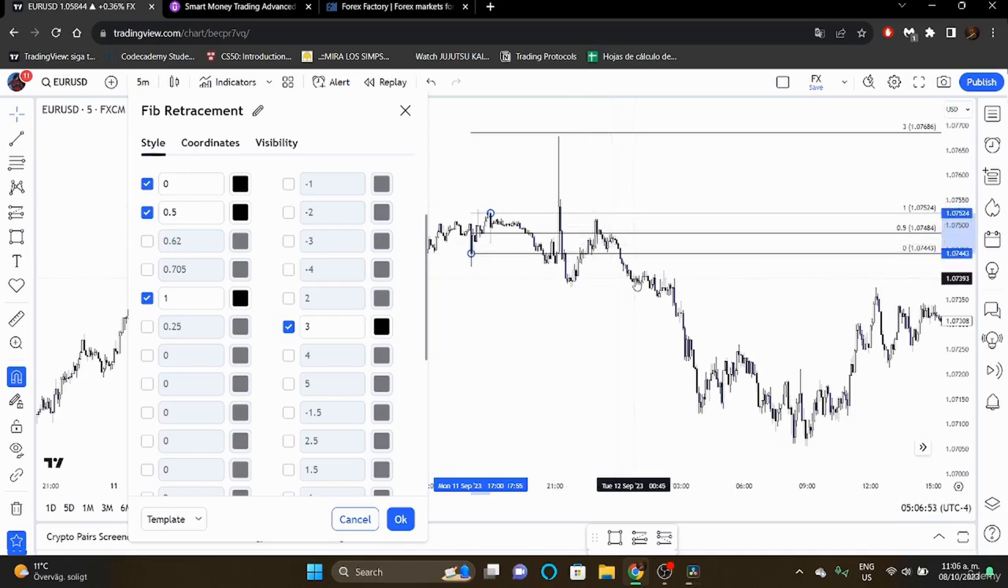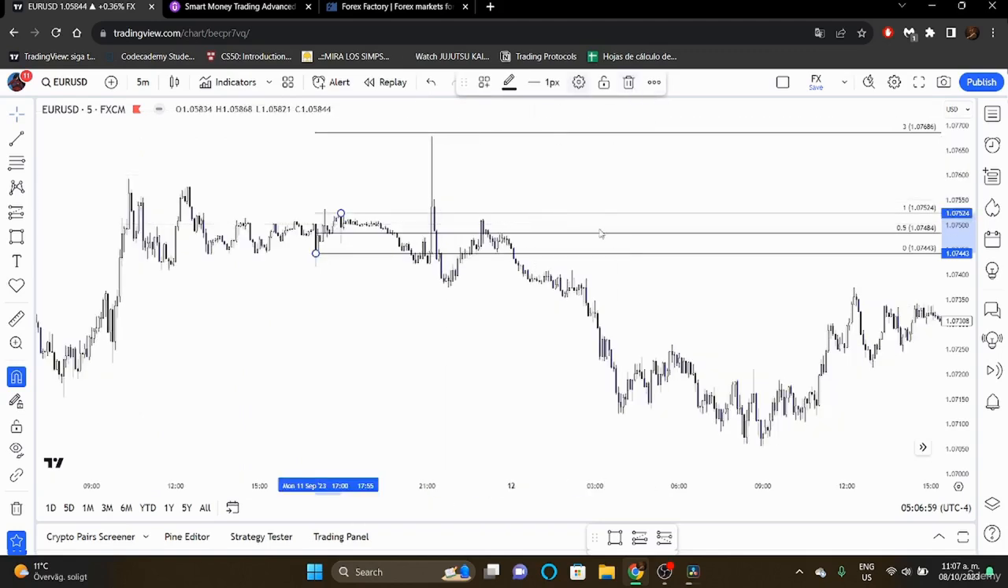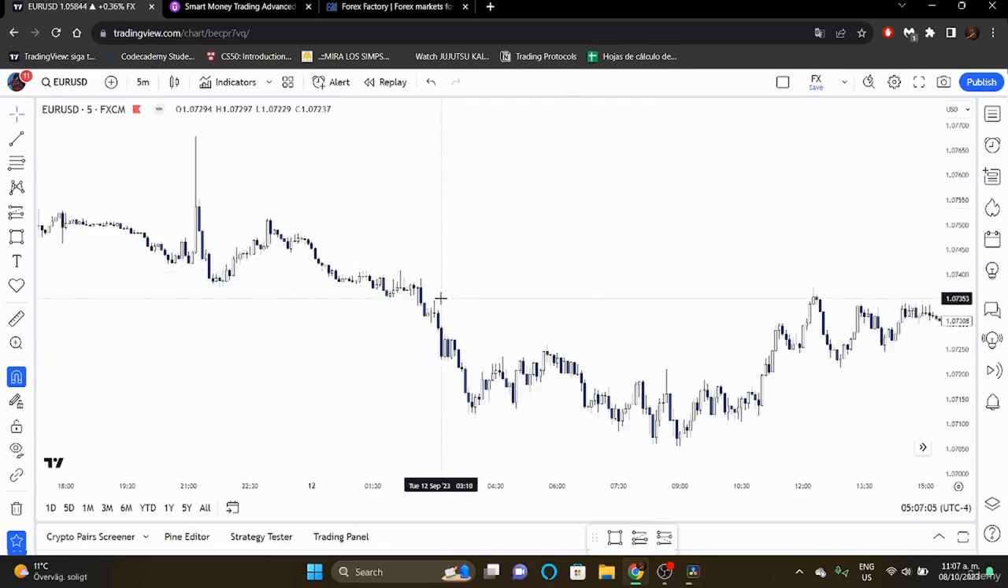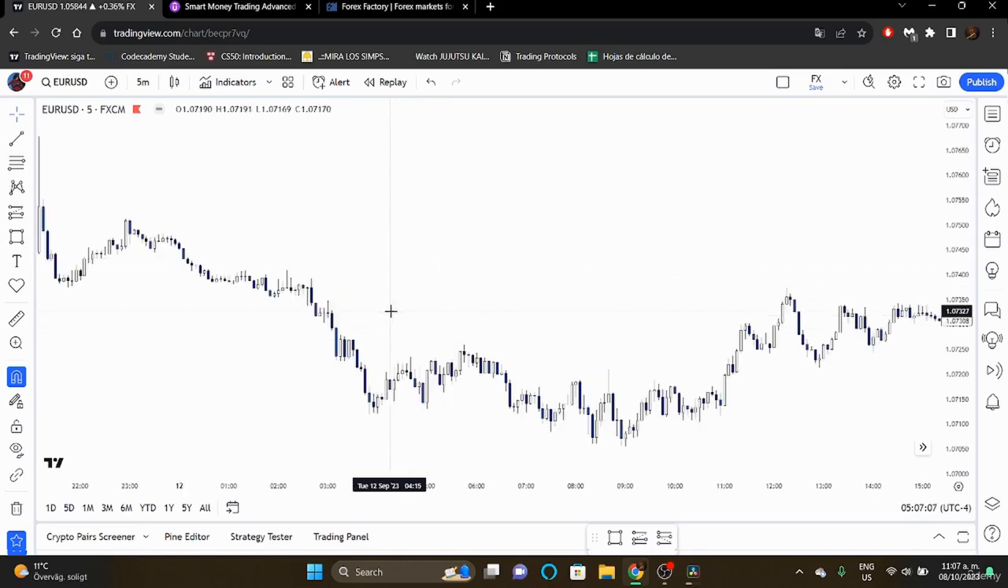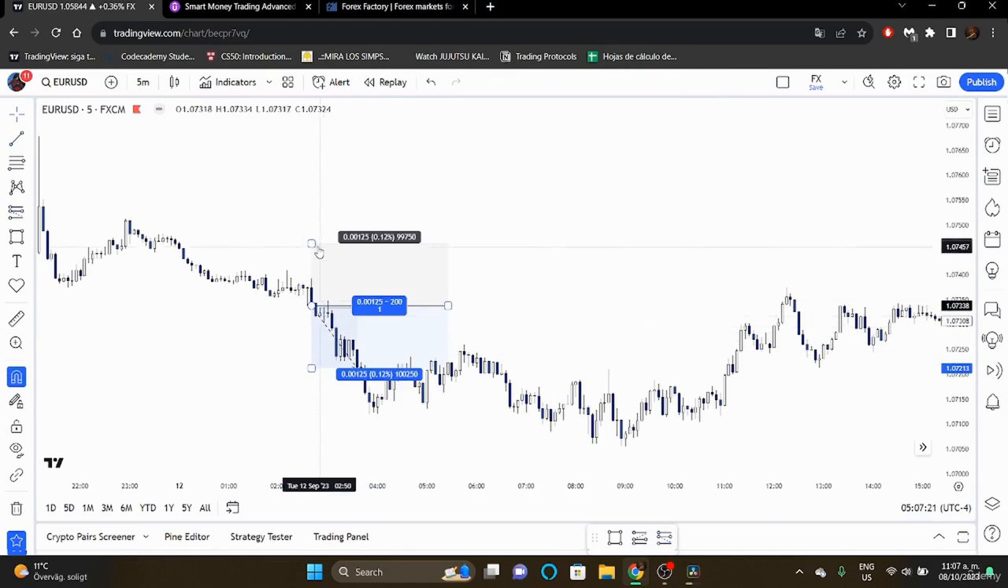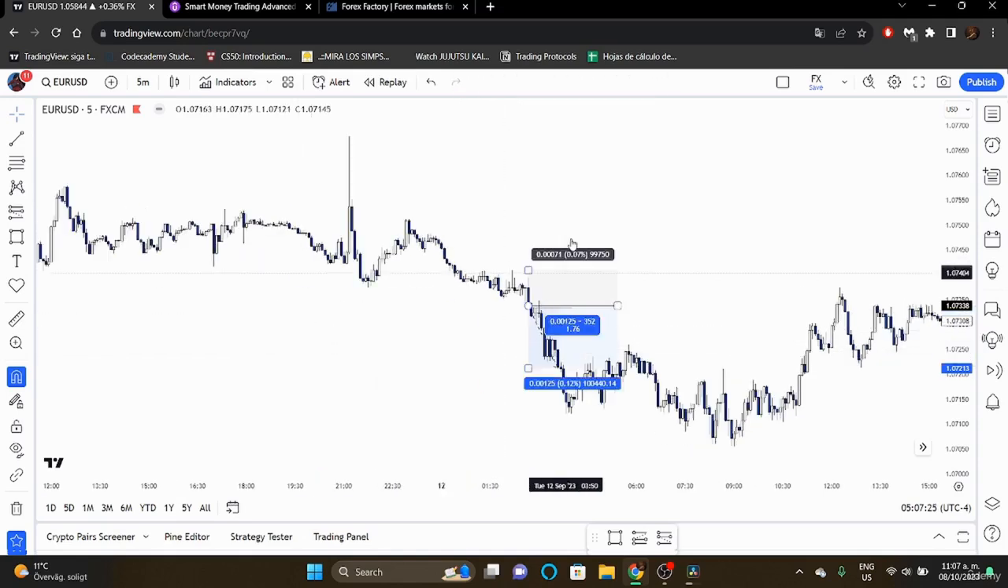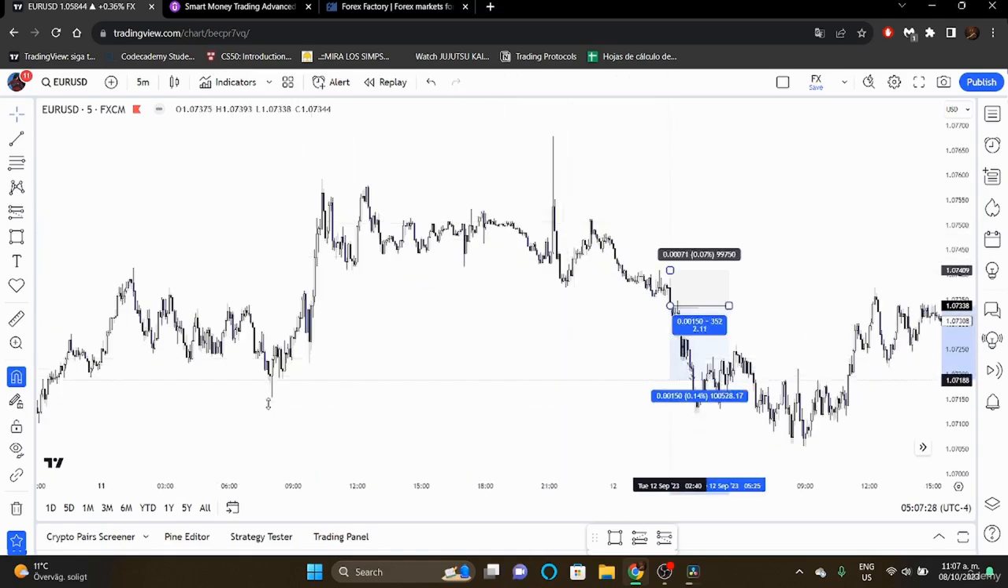What happens at London? London displaces lower, taps. What's here? What can you see here? Let's remove this. What can you see here at London at a key time zone? Right here. That's your entry. Where's your stop? It can be here or at this swing high if you want to be more conservative. And where's your target? This swing low.